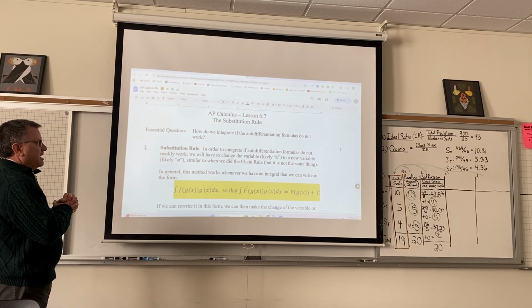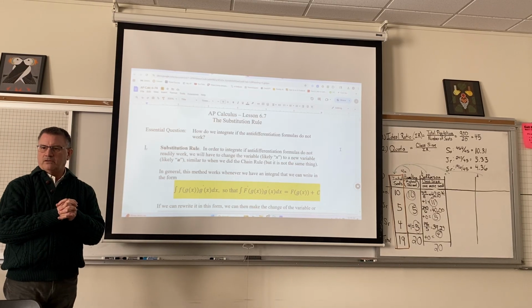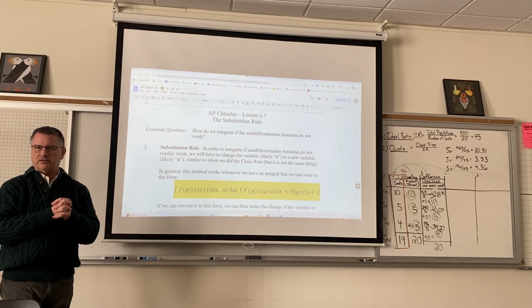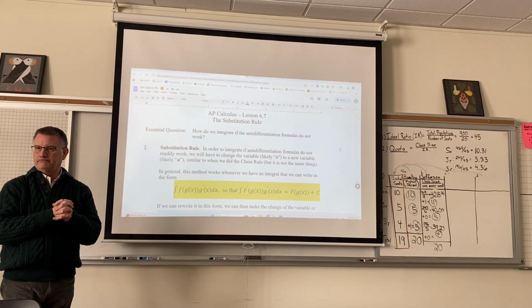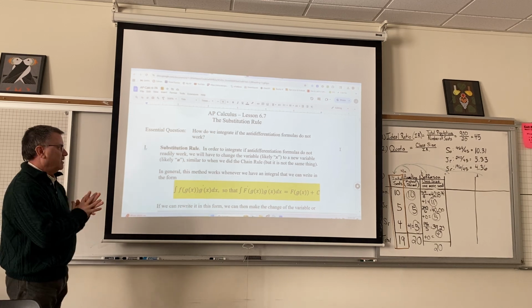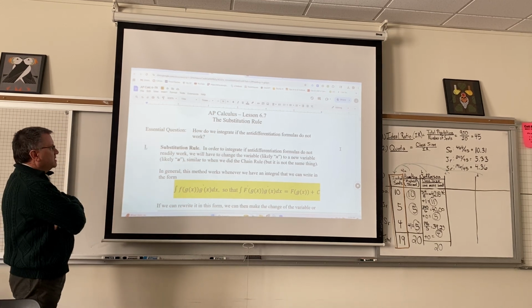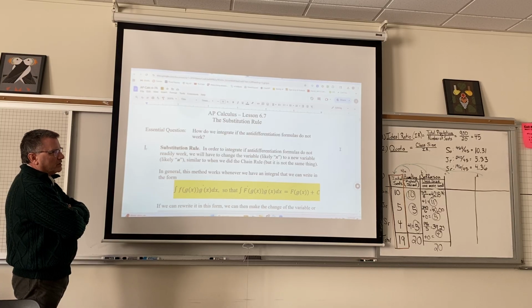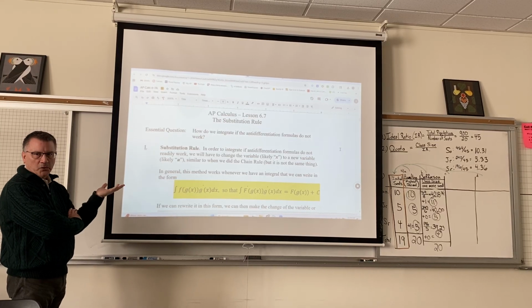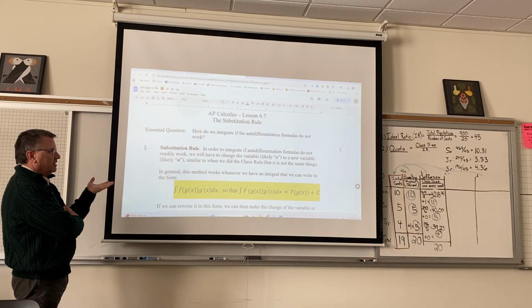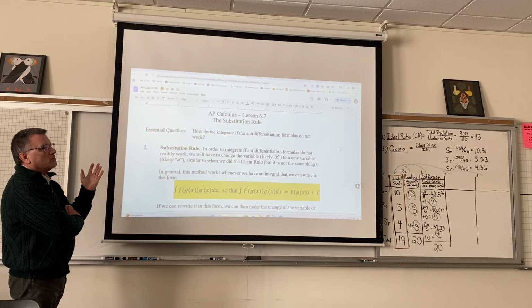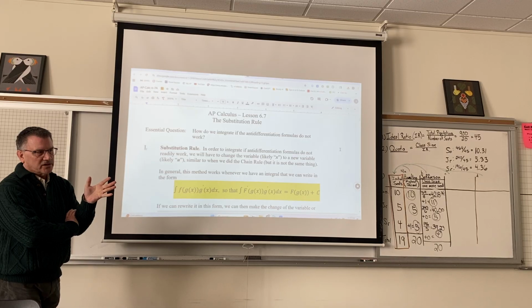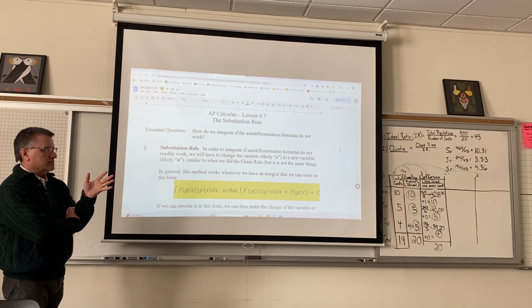Hey, how are you going to integrate if any differentiation formulas don't work? Those sheets I gave you, you looked all over and maybe you even tried a couple and they didn't work. One way is this substitution rule, okay? What we're going to do is introduce a new variable. It's often called u. Sometimes you hear u substitution. Similar to what we did with the chain rule, but this is not the chain rule, because we're going in reverse, okay?